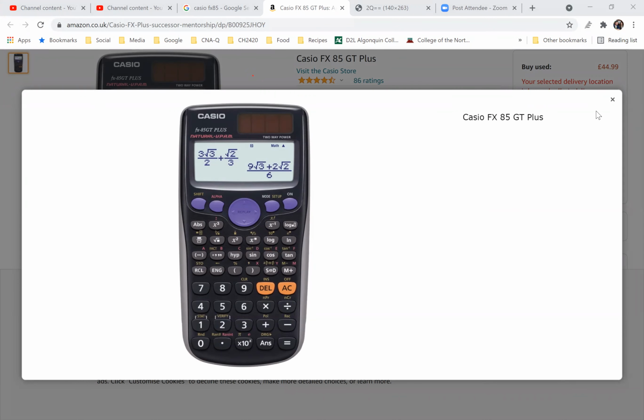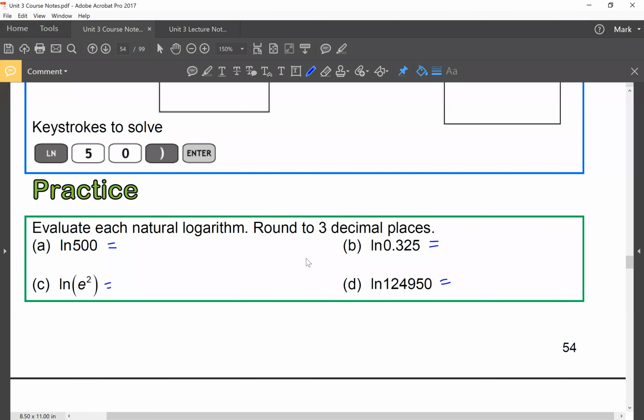But there's one thing I want to show you. In question C, there's something a little different. So let's look at A and B, and then I'll show you C. So ln of 500, don't press logarithm, press ln on your calculator, 500, you would get 6.214. Same thing for this one. Don't press logarithm, press ln, 0.325. That would be negative 1.124.